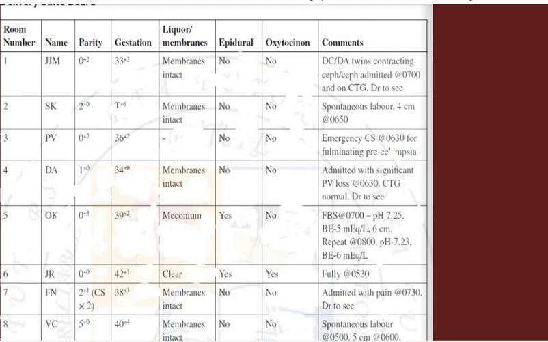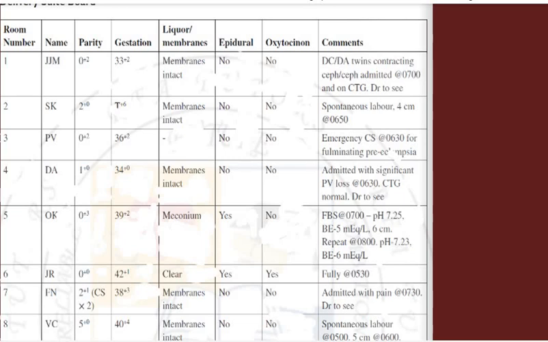Room number 7, patient FN, para 2+1, previous two C-sections, 38 plus 3 weeks with intact membrane with pain. So I will ask about the vitals of the patient, the abdominal examination, the contractions, scar tenderness, and look for signs of impending rupture. The pulse is important in this case. Review the notes, plan of delivery. The location of the placenta will be checked.